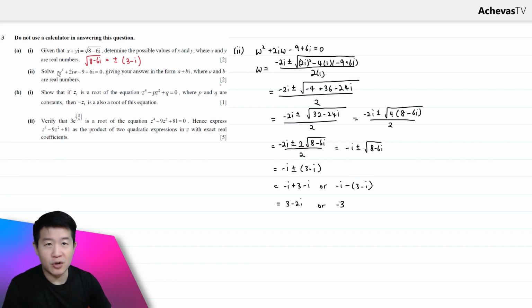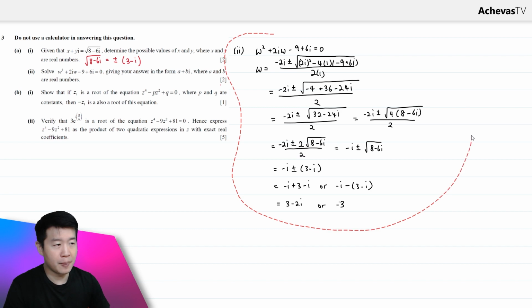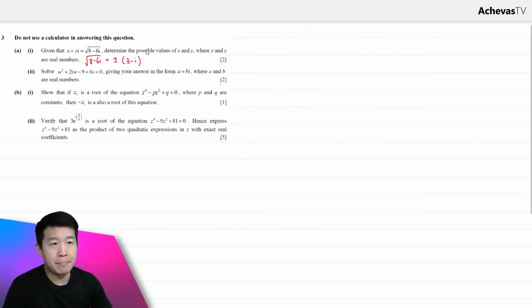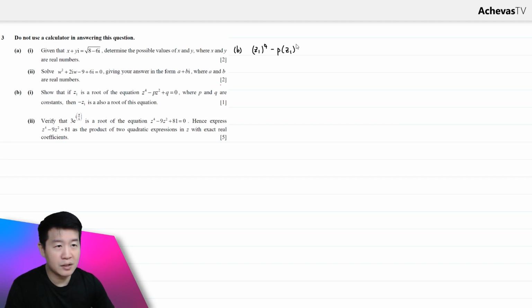Then let's try 3B. 3B is not related to 3A, so let me erase 3A. So 3B. I want to show that if Z1 is a root of this equation, then minus Z1 is also going to be a root. If Z1 is a root to this equation, we know that Z1 to the power of 4 minus P Z1 squared plus Q is equal to 0, because Z1 should satisfy this equation.